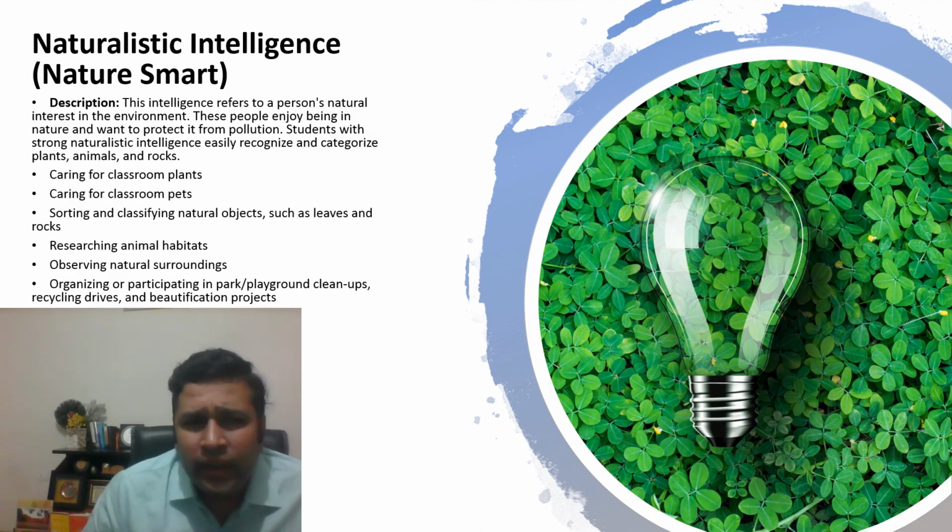Naturalistic or nature smart children are those who show interest in the environment. These children enjoy being in nature and want to protect it from pollution. Students with strong naturalistic intelligence recognize and categorize plants, elements, and animals, caring for classroom plants as well as plants in the vicinity of their homes. Similarly, caring for classroom pets and other animals in the vicinity where the child lives.